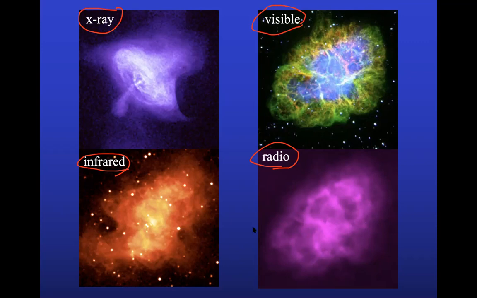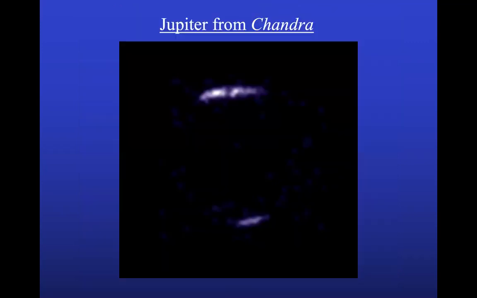Now this is how Jupiter looks from the Chandra X-ray telescope. You can see that it's not that much detail, but you can still see some regions like this, and some other regions visible under X-ray wavelengths.